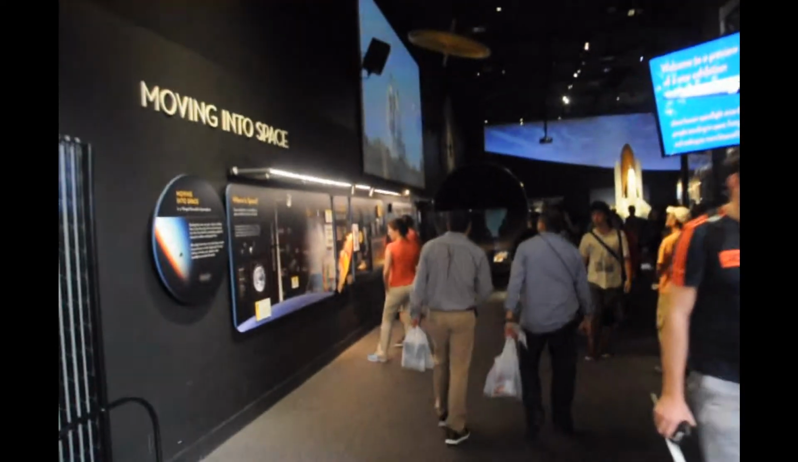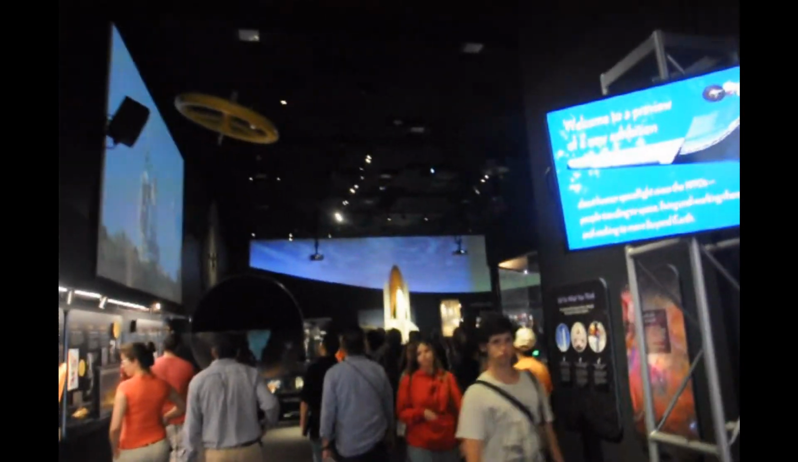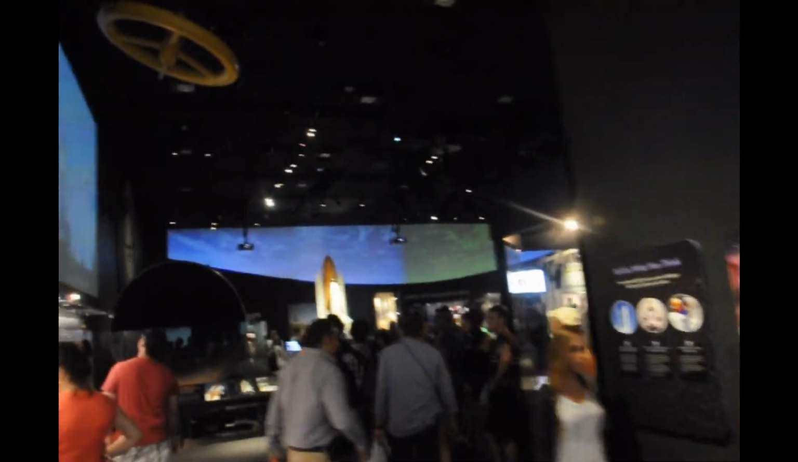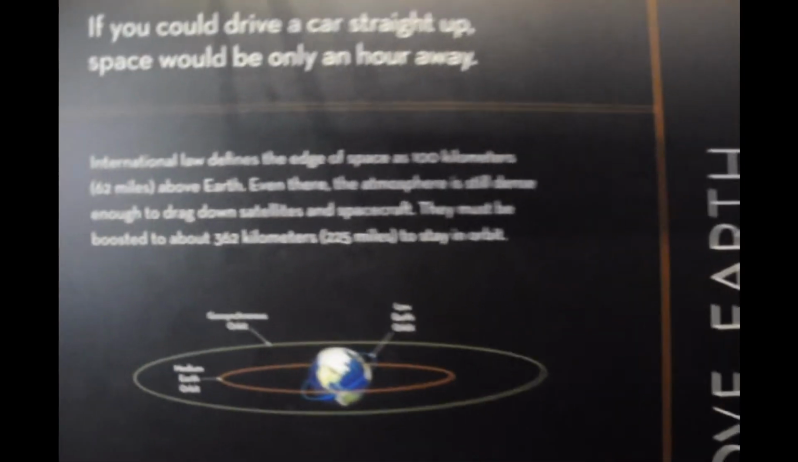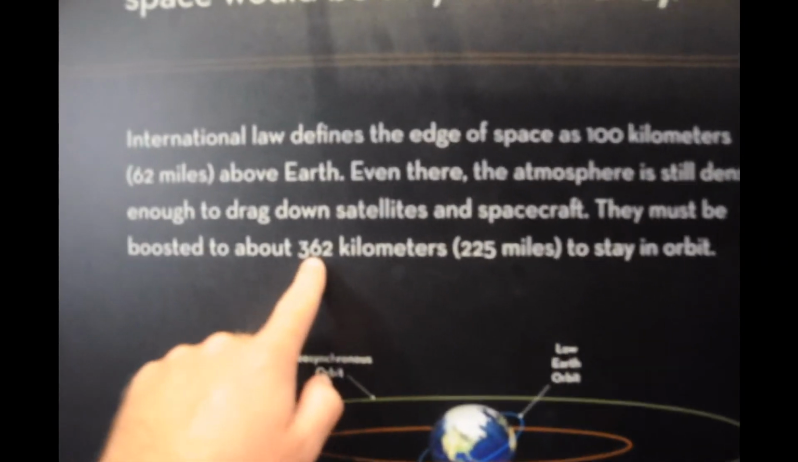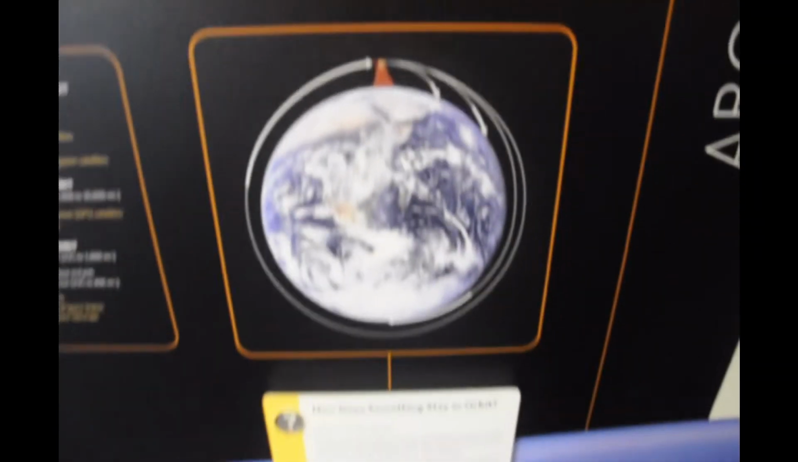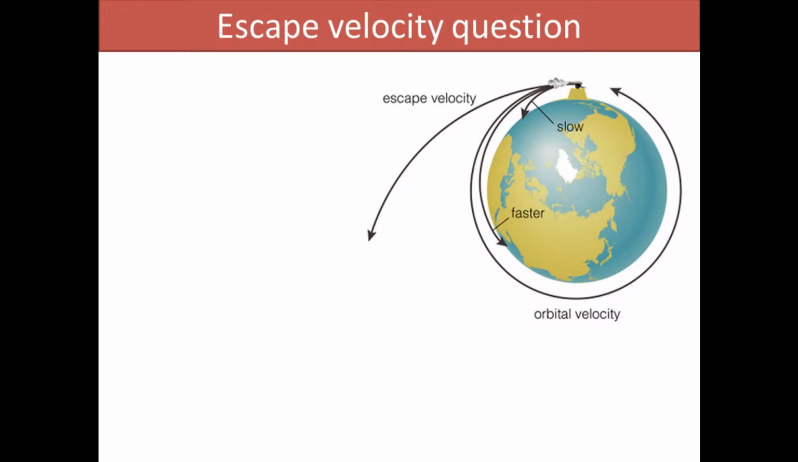Now, space starts 100 kilometers up, according to international law. But even there, the atmosphere is thick enough to drag down spacecraft. So, they must be 362 kilometers above the Earth's surface in order to stay in orbit. So, if you know the value for big G, you've got to figure out how high that spacecraft must be, and how fast that spacecraft must be travelling. So we have two questions here, one on escape velocity and one on orbital velocity.